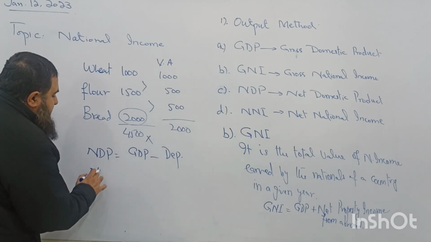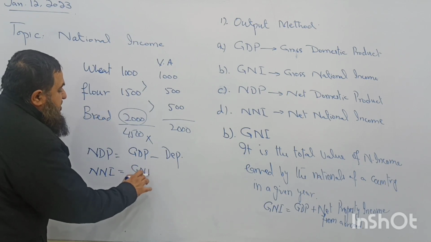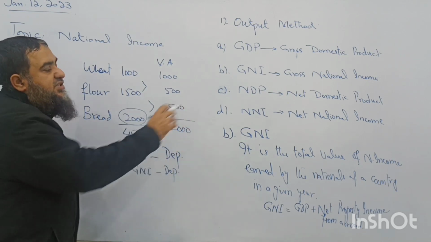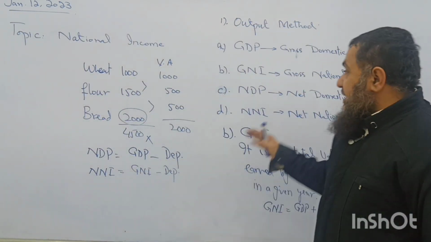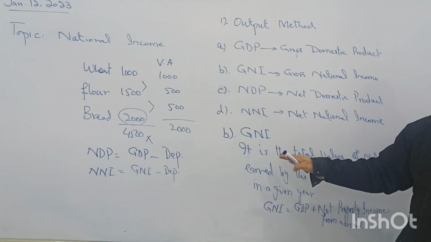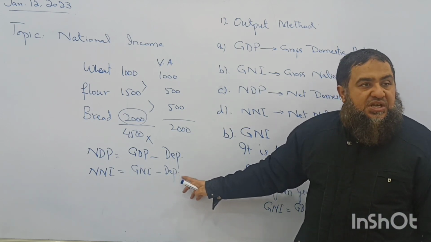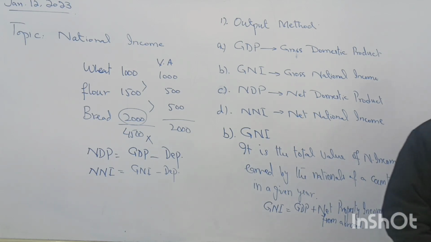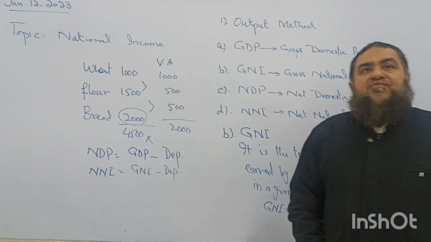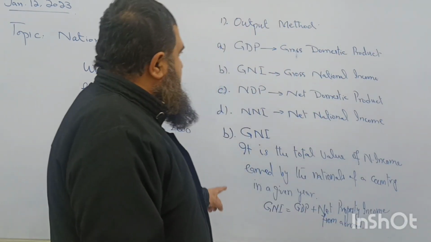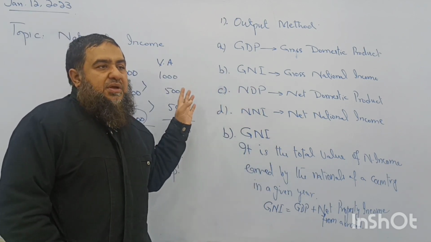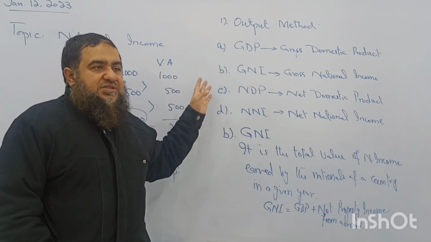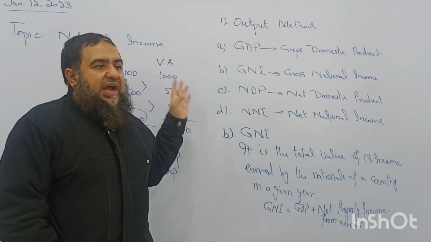And if the same depreciation is deducted from GNI, then it becomes net national income. First we measure GDP, then we reach GNI, and if we deduct depreciation from GNI, it becomes the net national income of a country in a given time period. Clear or not? So we started from the introduction of national income, the income of the whole nation. Then we talked about the different methods of measurement. Out of that we studied only one method today, the output method. By using the output method, we measure different statistics like GDP, GNI, NDP or NNI.